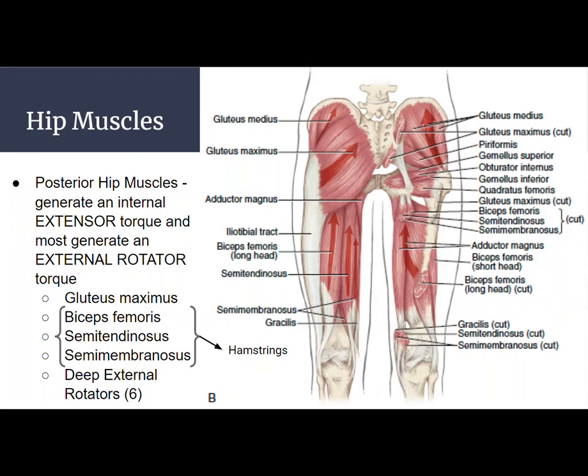Medius and minimus, you always put together, and they're abductors. And then we have the hamstring muscle group, which is a two joint muscle group, and it crosses both the knee, and it's posterior to the knee, so it's a knee flexor, and it's posterior to the hip, so it's a hip extensor. So we have the biceps femoris long head on the lateral side, and then you put together the semitendinosus and the semimembranosus on the medial side.